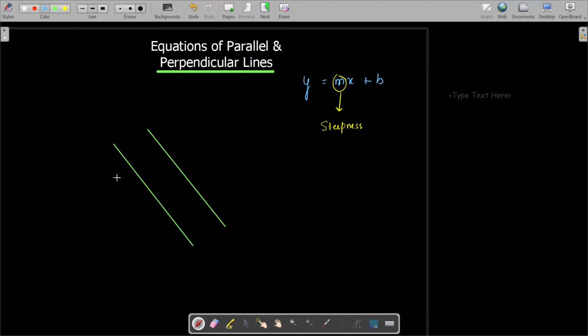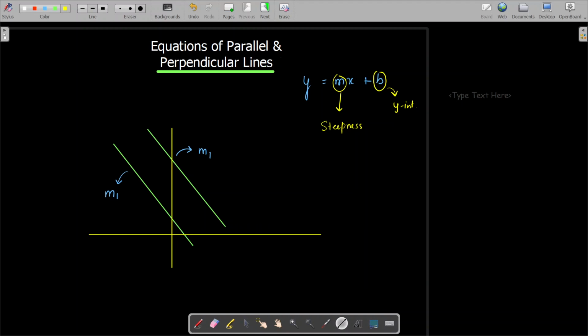Okay, so if this line has a slope of m1, then this line will also have the slope m1, because both of them have the same amount of steepness. And then what is b? b is your y-intercept. The y-intercept will obviously be different. So if this is my y-axis, we can see that the y-intercept for both of these lines is going to be different.